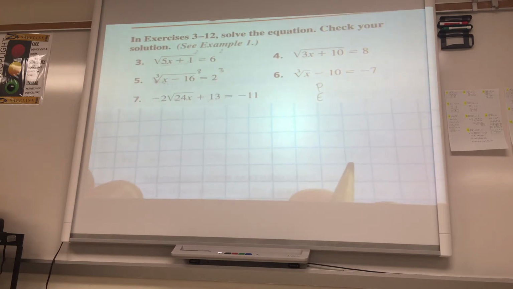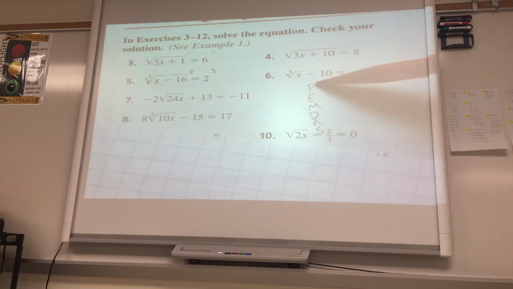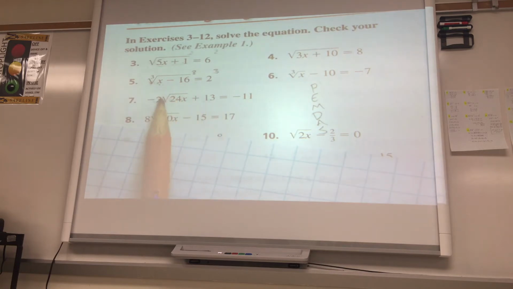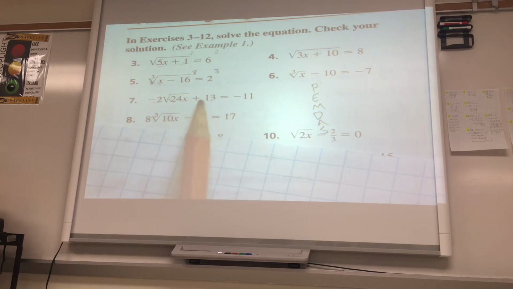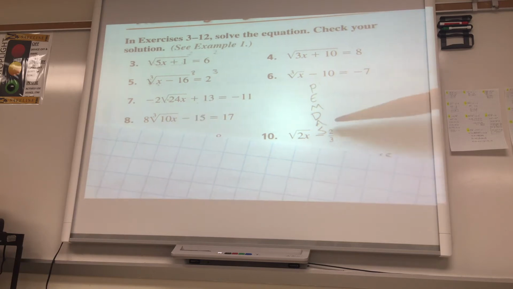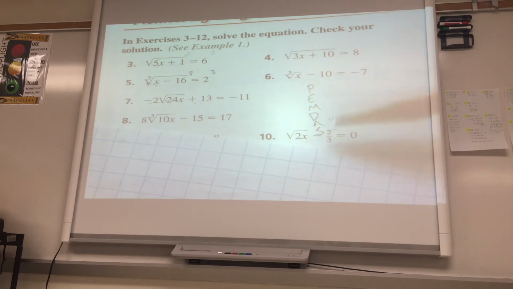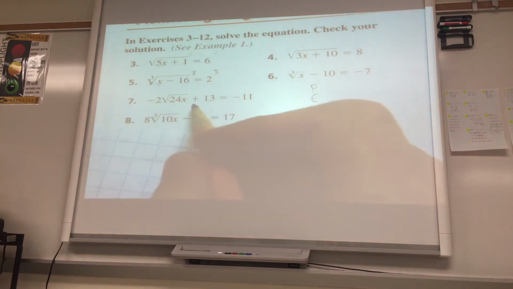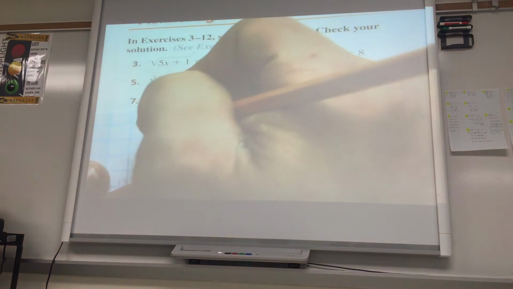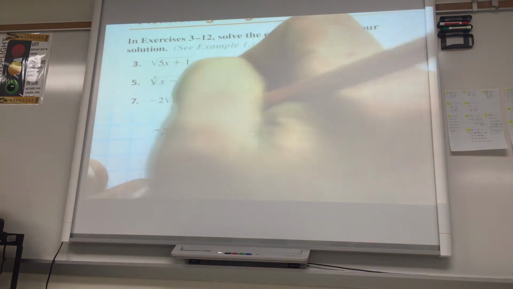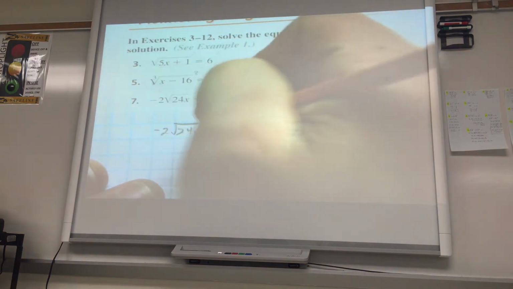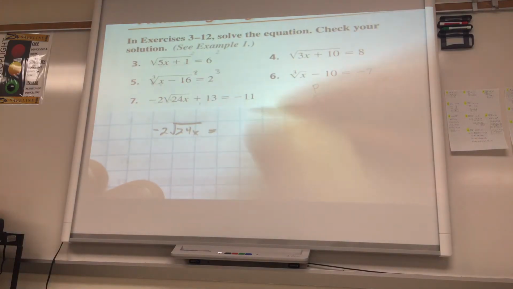All right, number 7. I'm glad I'm actually getting to this one because this is where you actually have to do PEMDAS backward. So there's 2 things on the outside of this square root sign. To get rid of the square root sign, I have to get rid of those first. So I have to get rid of the 13 and the -2 before I get down to that. So the first one that I need to get rid of is the 13, because you start with anything that's being added or subtracted. So 13 is being added, I'm going to get rid of that. So I'm going to subtract 13 from each side, and in doing so, I'm going to be left with -2 times the square root of 24x equals -11 minus 13 is -24.